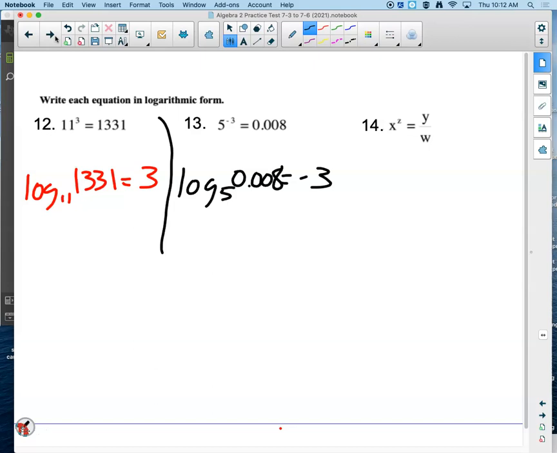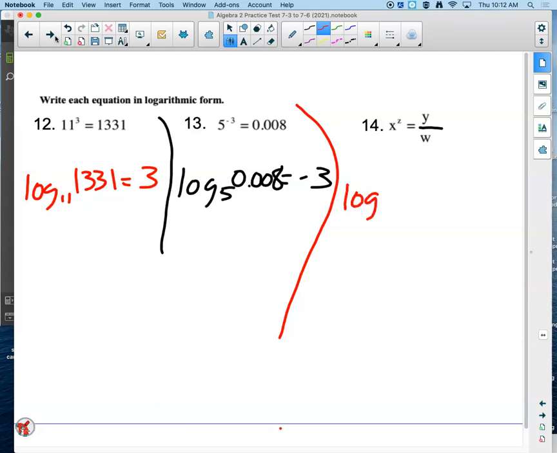And again, your 0.008 and your -3 should look like they're the same size. Your 5 should be a little smaller, a little subscript. I can't write it small up here, or people in the back won't be able to see it. Well, that's a weird one, 14. But I think we can do it.